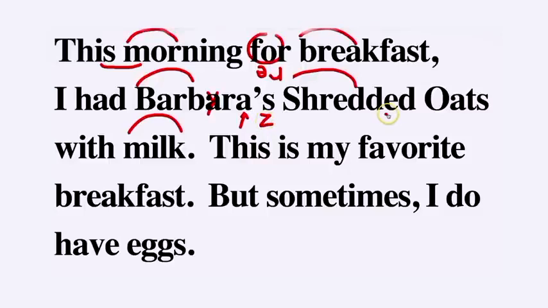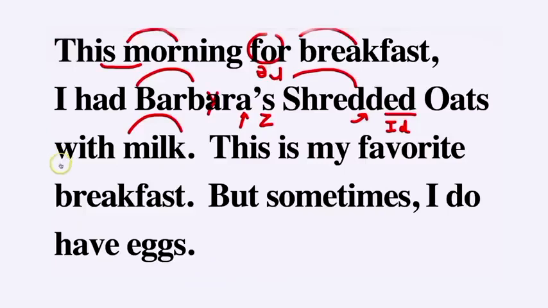I also noticed that the ED ending here is pronounced as the I as in sit vowel D sound. That's because the sound before was a D. ED endings are among the few cases in American English that follow regular rules. I had Barbara's shredded oats with milk. I noticed that the word with is not reduced, but it's very flat in pitch because it is unstressed. With. It's also quite fast. With milk.